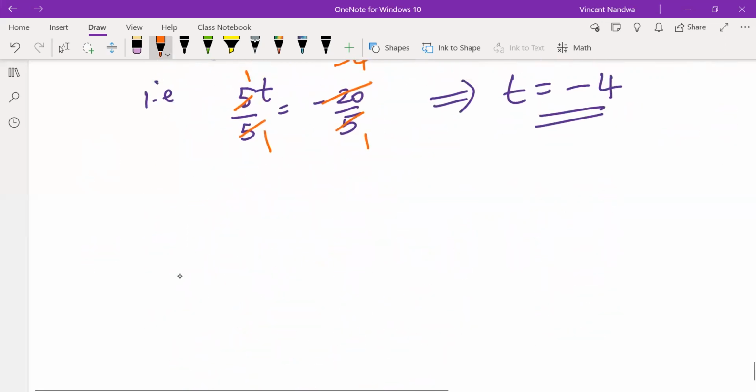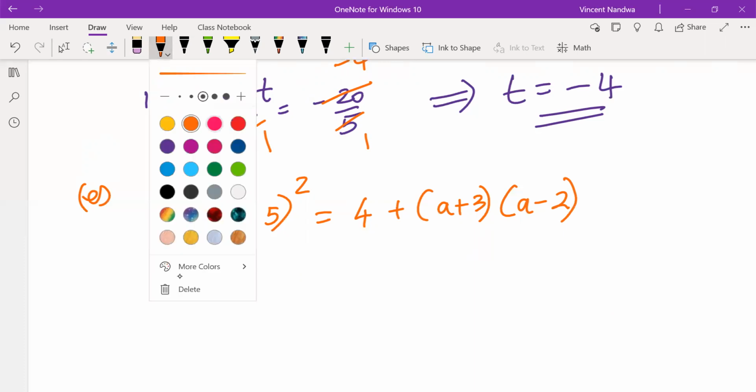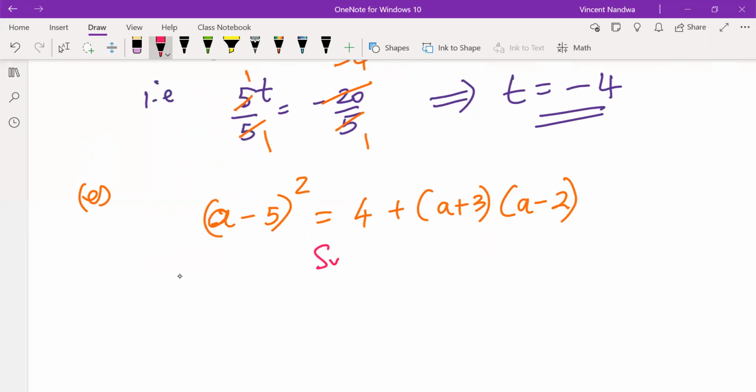And then E, (a minus 5) squared equals 4 plus a plus 3 into (a minus 2). So what we do in this case is to open brackets.